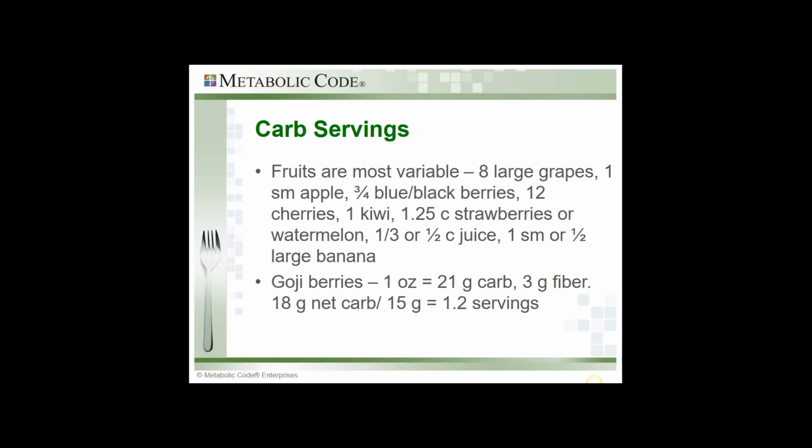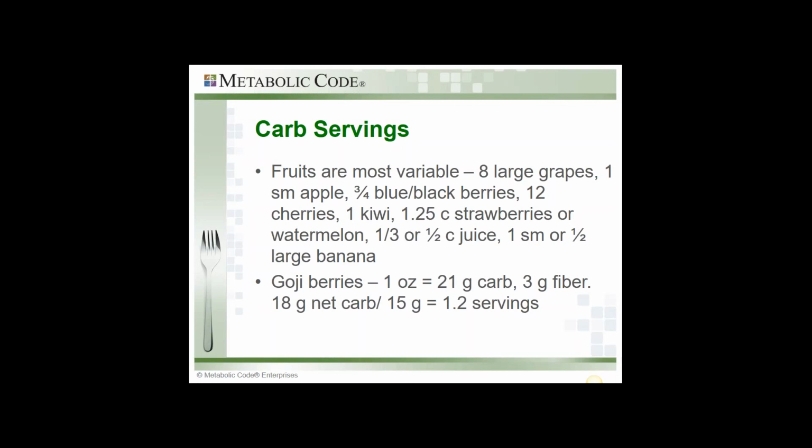When we eat a grape, it's sweet. The serving size on grapes is 17 small grapes or 8 large grapes, 1 small apple, 3/4 cup of blueberries or blackberries, 12 cherries, this is how specific it is, 1 kiwi, 1 1/4 cup strawberries or watermelons, so we know, right, strawberries, not quite as sweet of a fruit.